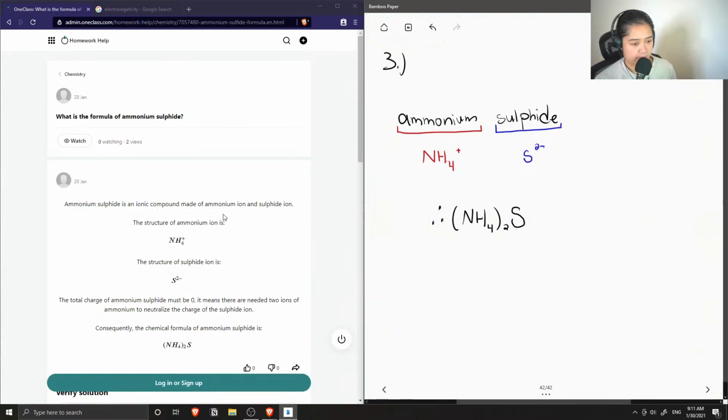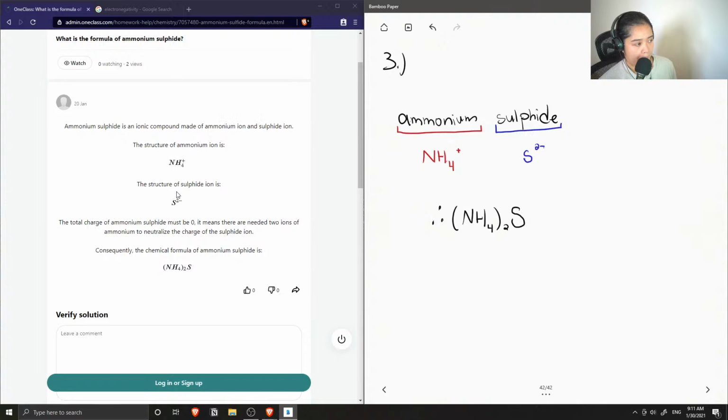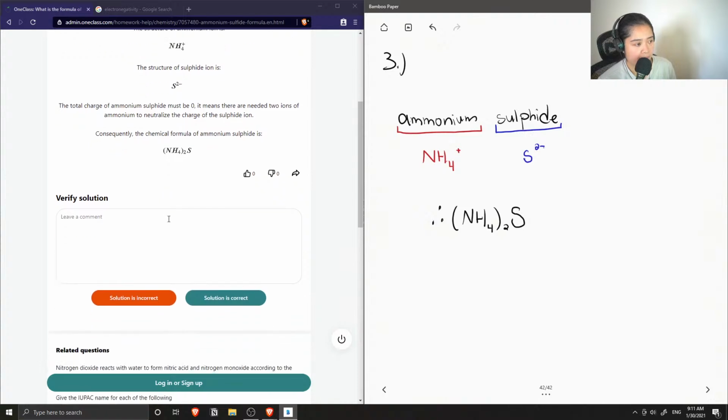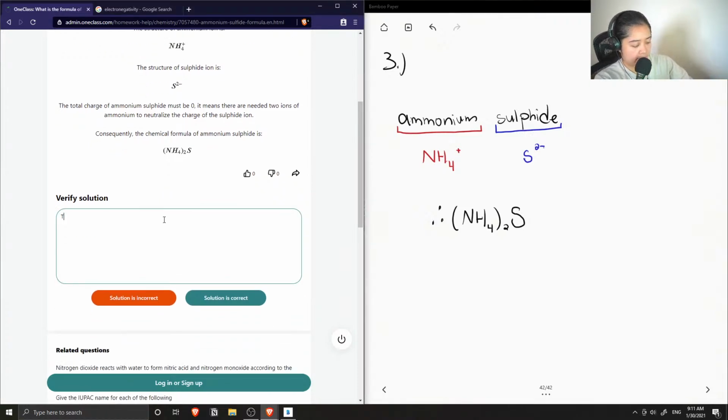Okay, so let's see what the junior tutor said. Ammonium sulfide is an ionic compound made up of the ammonium ion and the sulfide ion. The structure of ammonium is NH4+, and the structure of sulfide is S2-. Since the total charge must be 0, there are 2 ions of ammonium needed to neutralize the charge on the sulfide. Okay, so they got the same answer. So this solution is correct.